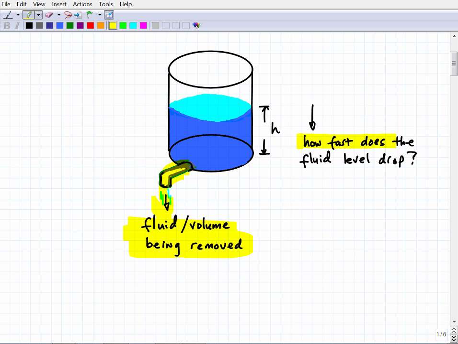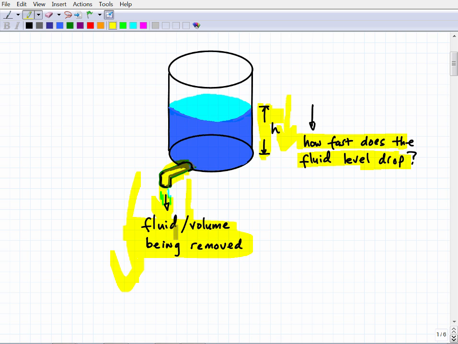And the question would be, well, how fast does the fluid level drop? So here we have the height, right? So here's the height or the level of the fluid. And as we start pumping this fluid out, how quickly does the height of the fluid, or the fluid level, drop relative to the volume being pumped out?